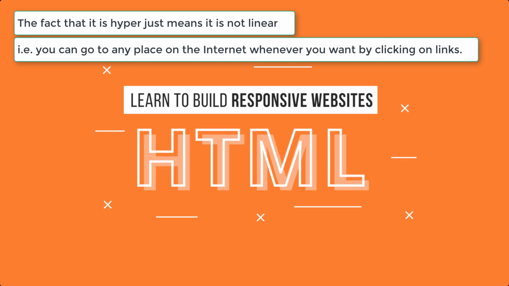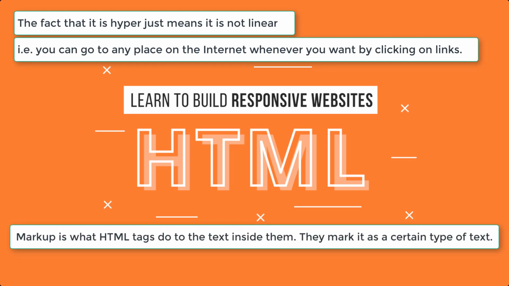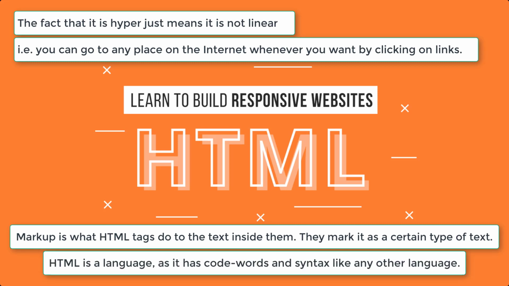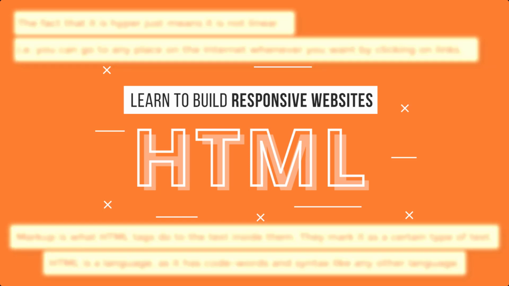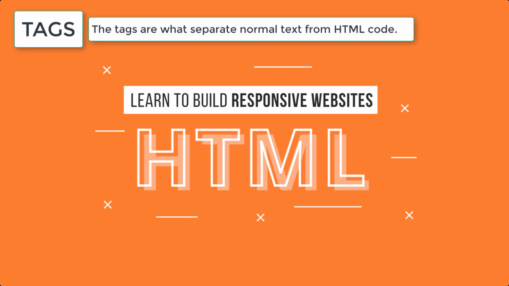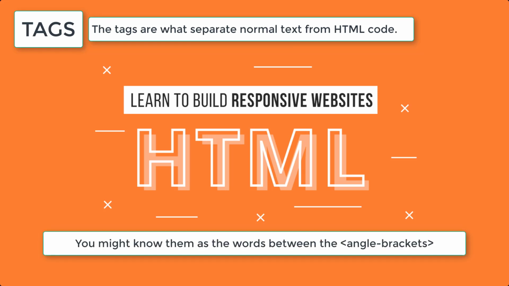Markup is what HTML tags do to the text inside them. They mark it as a certain type of text. HTML is a language as it has code words and syntax like any other language. Tags. The tags are what separate normal text from HTML code. You might know them as the words between the angle brackets.